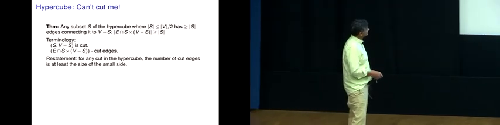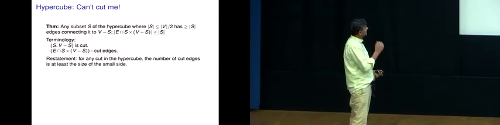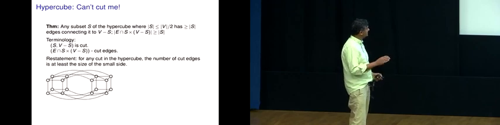This is just notation for saying that the number of edges between pairs of vertices across the cut is at least the size of S. That may be helpful. So S and V minus S form a cut, and those are the cut edges. For any cut in the hypercube, the number of cut edges is at least the size of the small side.